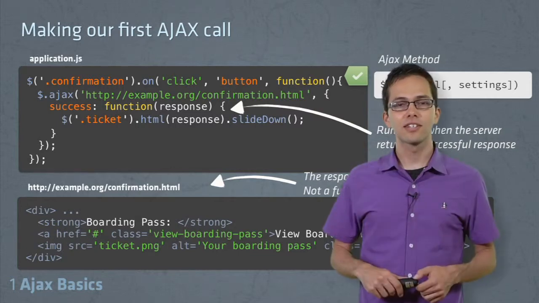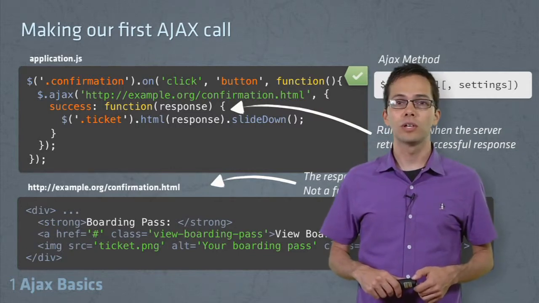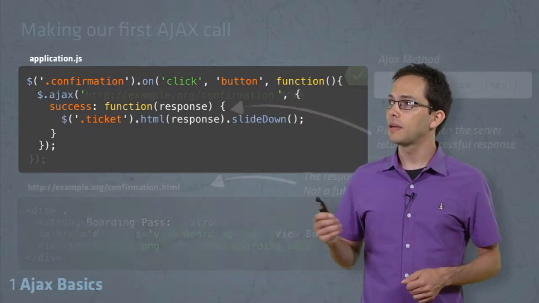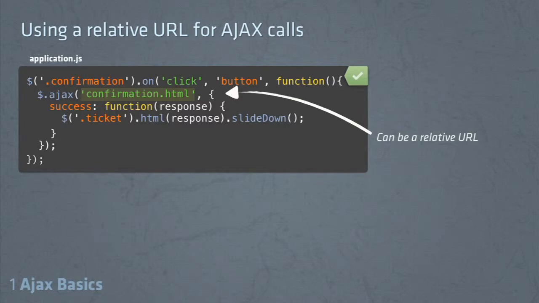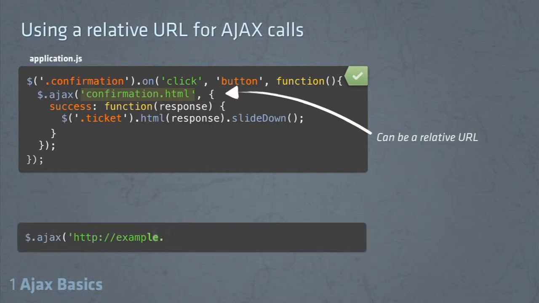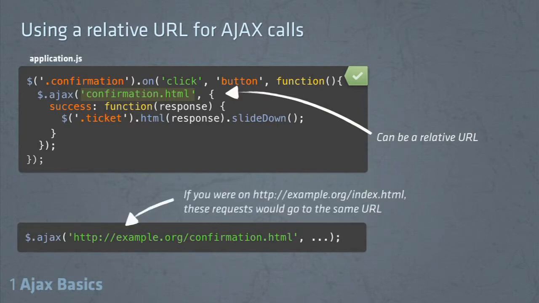Before we see this Ajax call in action, let's simplify the URL we're calling. See, here we can specify a relative URL. That's because by default, this Ajax call will use the same domain that your browser has loaded. It's the same thing as doing this Ajax call you see down here.